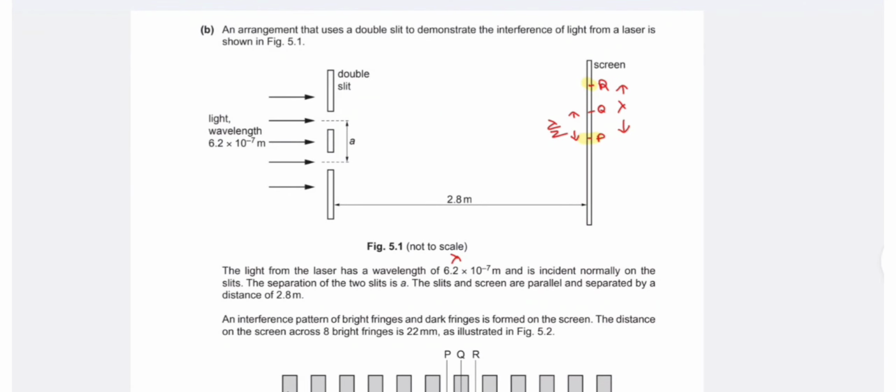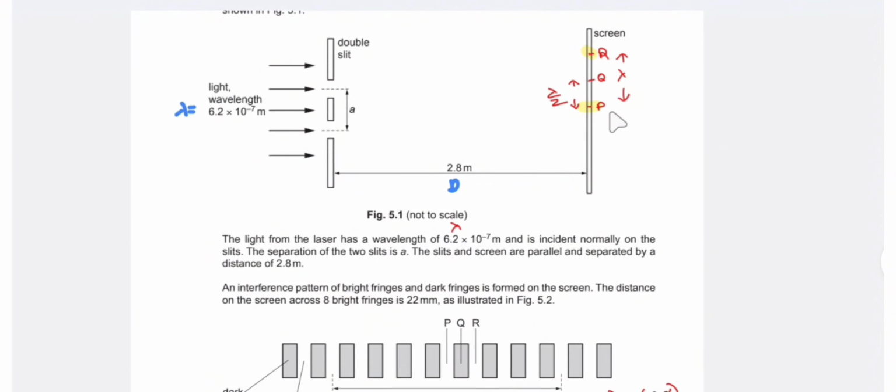The arrangement that uses a double slit to demonstrate the interference of light from a laser is shown in figure 5.1. Light of wavelength λ, a double slit with separation a, and the distance D. The light from the laser has a given wavelength λ and is incident normally on the slits. The separation of the two slits is a. The slits and the screen are parallel and are separated by a distance D of 2.8 meters.